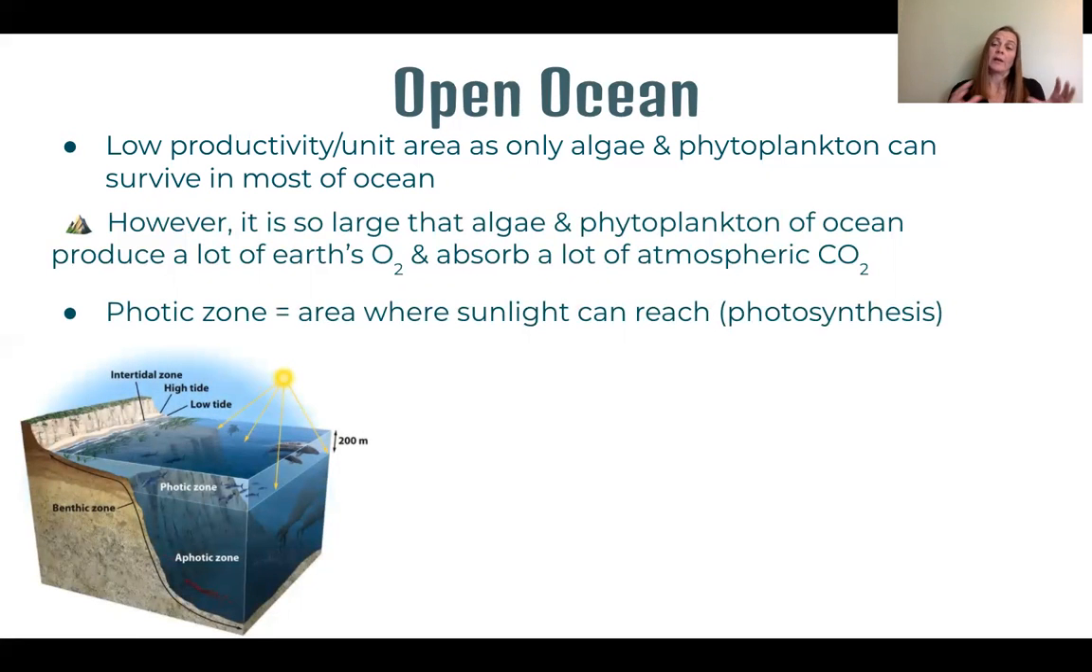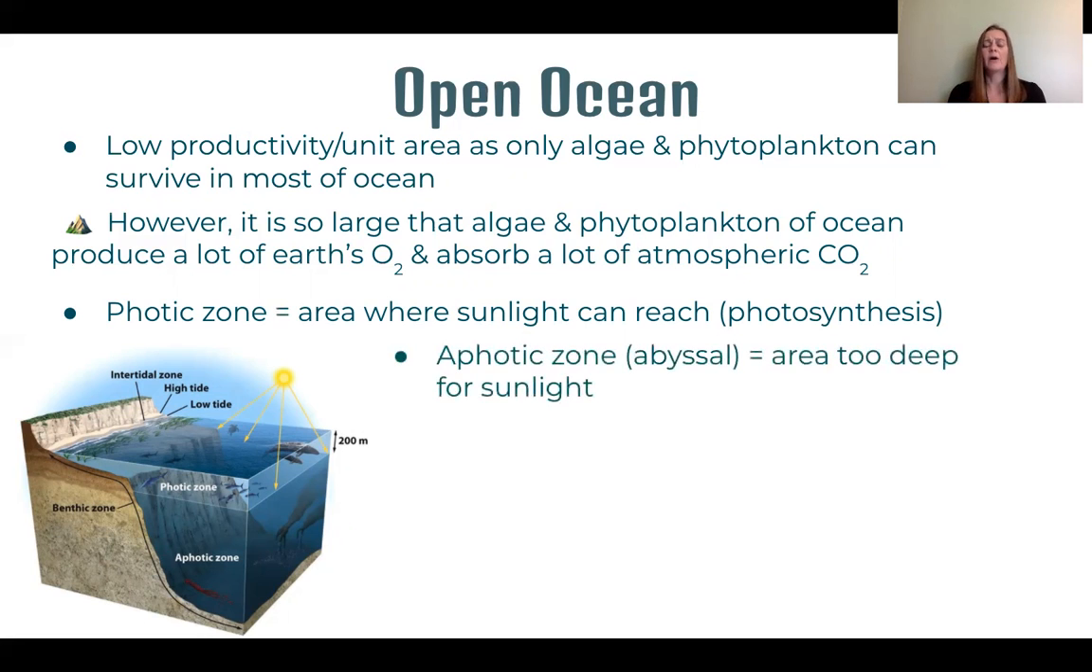Okay, so like the lake, the ocean has zones. We have the photic zone, which is the area that sunlight can reach. This is the area where photosynthesis can occur, and it's within about 200 meters of the surface of the ocean. Below that, we have the aphotic or the abyssal zone of the ocean, and that area is too deep for sunlight to reach.